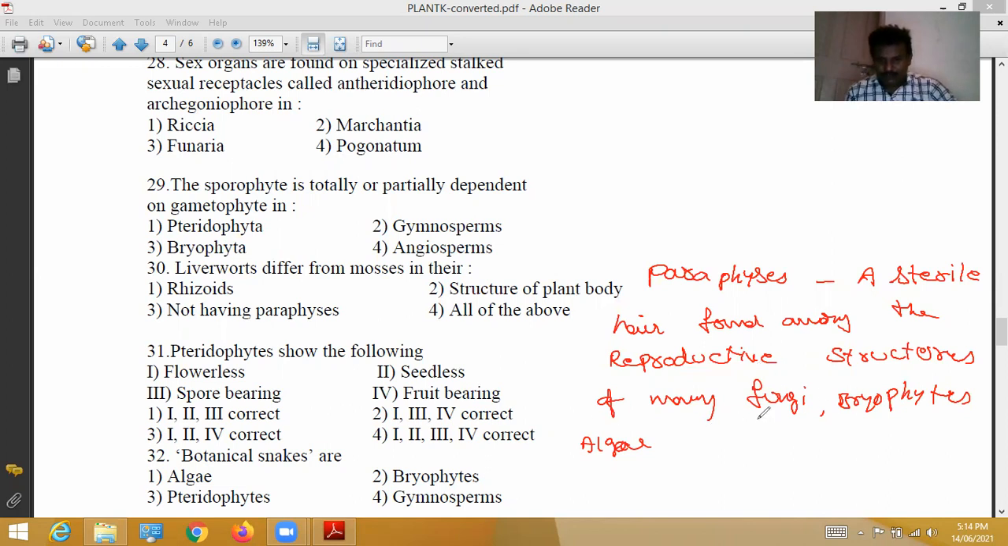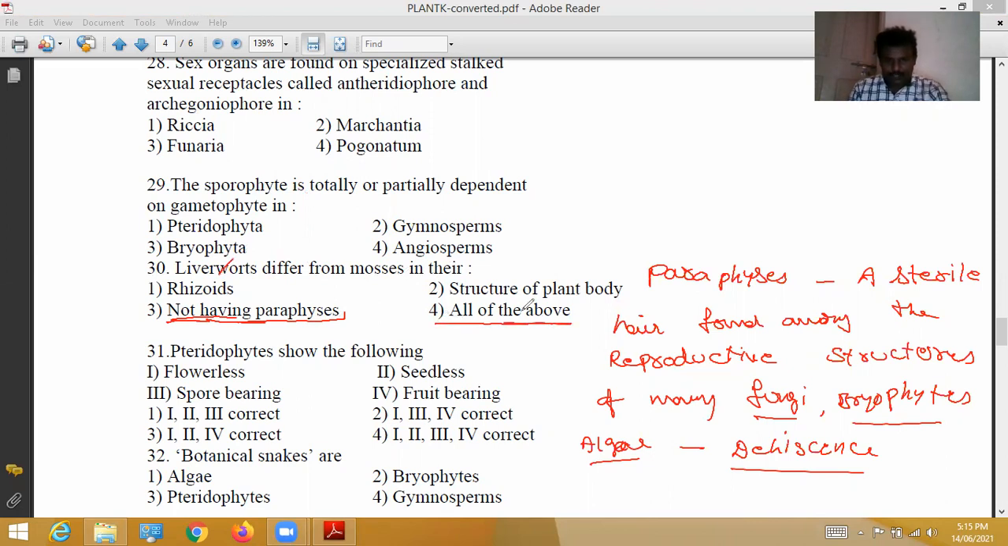Okay, so these are mostly found in fungi, bryophytes, and algae. These help in dehiscence. Dehiscence means splitting. Generally not having paraphysis is also what differs from liverworts to mosses. So these three differ from liverworts to mosses.